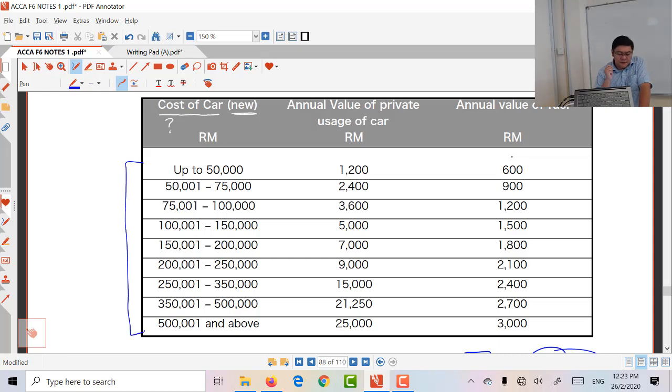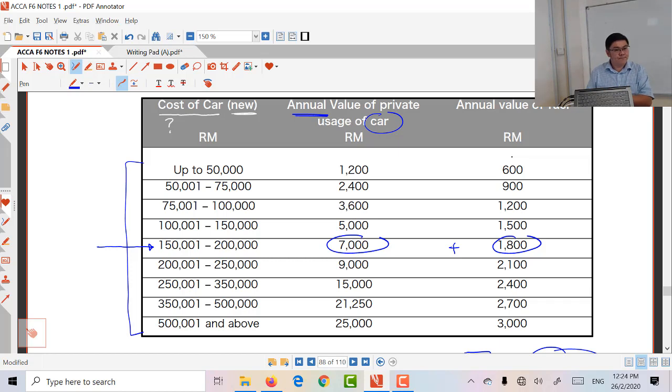Now, let's say you are given a Honda Accord, and the price is 180,000. Then you just come here and say, okay, 180,000 is here. Then you just read the value of the car. It's annual, one year, 7,000. The value of the car is 7,000. Now, if your boss says the car comes with petrol, that means they're pumping petrol for you for free. They pay for the petrol. Then you continue to add 1,008. That's all. Simple, right? Just look at the value.